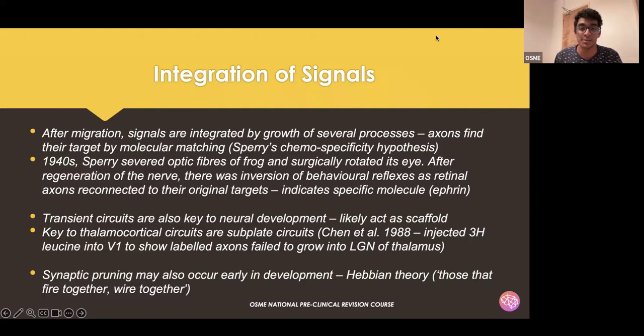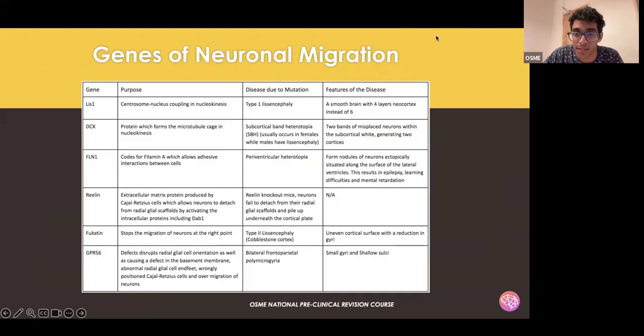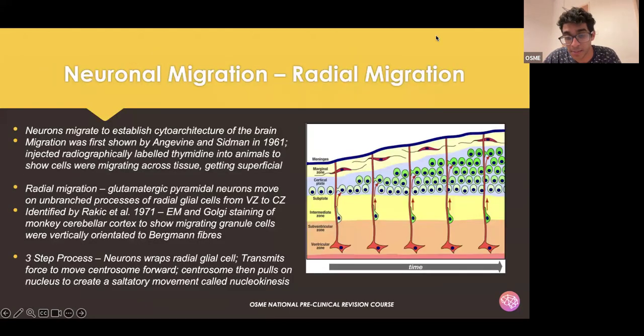So then in terms of other aspects for you to think about in terms of this integration of signals, we can think about transient circuits. These transient circuits likely act as a scaffold in the brain. There's lots of transient circuits that are intracortical as well, but the ones that have been studied a lot are circuits in the subplate. So the subplate is one of the 6 layers that you have early in development. Just above the intermediate zone, you have the subplate if you look at this image here on the right.